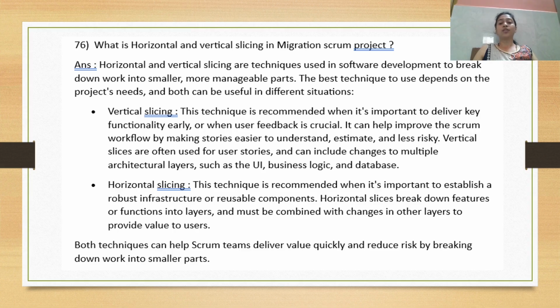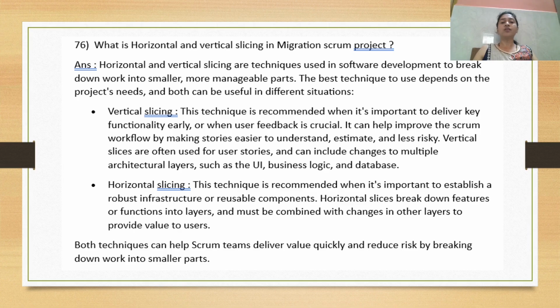This technique is recommended when it's important to deliver a key functionality early or when user feedback is critical. It can help improve the Scrum workflow by making stories easier to understand, estimate, and less risky. Vertical slices are often used for user stories and can include changes to multiple architectural layers such as UI design, business logic, and the databases.